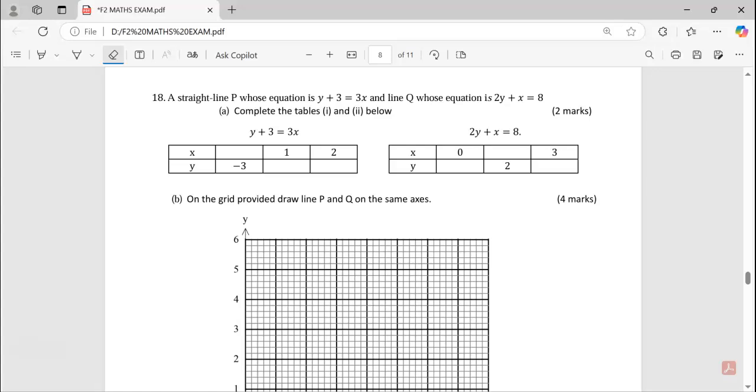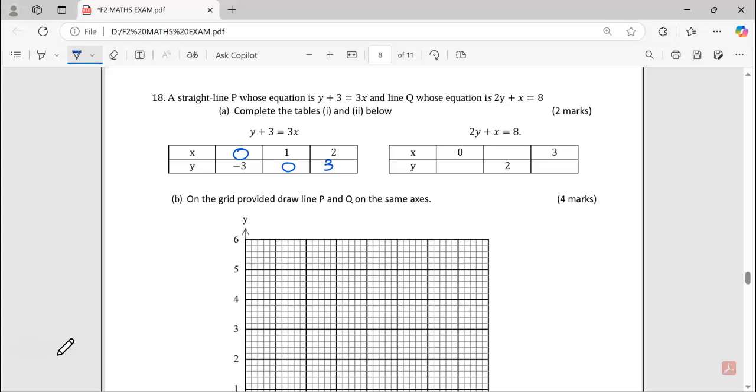In completing the table, especially for y plus 3 equals 3x, for the corresponding value of y, you substitute in the equation and get the corresponding value of x, which I've worked out, so I can simply fill in the table. So when y is negative 3, x equals 0, so I will write here 0. When x is 1, y is 0, so I will put in there 0. And also when x equals 2, y equals 3, so I will write there 3.